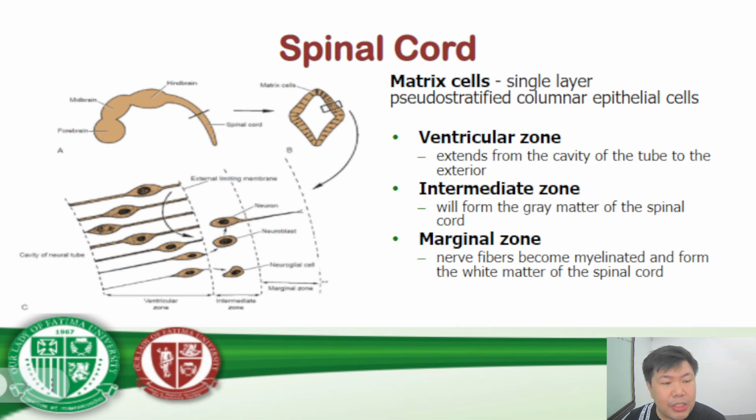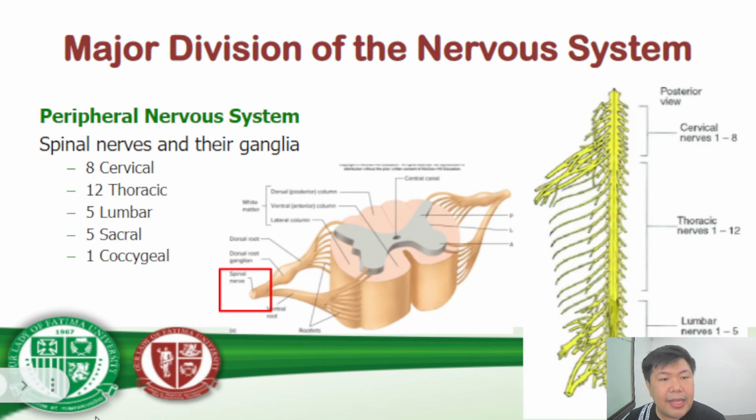So, let me just show you, no, kung ano ba yung mag-itsura ng ating intermediate and marginal zone. Sorry, here you go. Ayan. So again, this is the spinal cord. We have the gray matter and the white matter sa labas. So white matter, that's your marginal zone. Gray matter, galing yan sa intermediate zone natin. Alright? So malinaw sa atin yan.